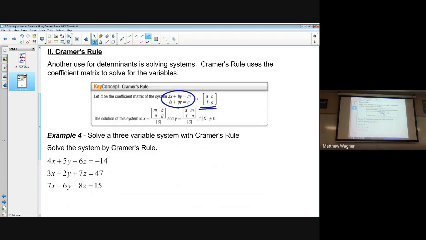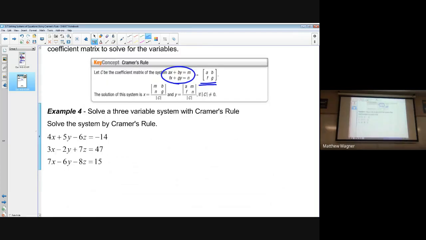And then this is your coefficient matrix. It's the coefficients of X and Y. You have A, B, F, G. If you are trying to solve a variable, say X, you would take out your X coefficients, A and F. If you're trying to solve for Y, you're going to swap out B and G for your solutions, okay? And that's what we're going to show you right now.